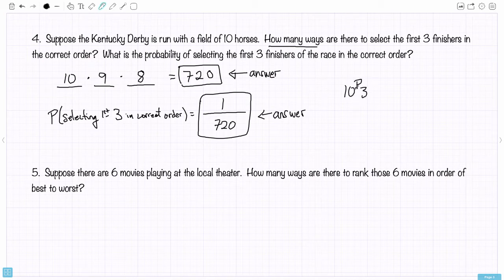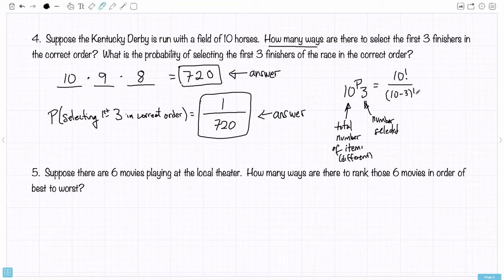10P3. You could say 10 permute 3. What this represents, this is the total number of items. Here the items are horses, and this is the number selected. And they have to be different. They have to be different items. And there's a formula that we could use for this calculation that is 10 factorial over (10 minus 3) factorial.